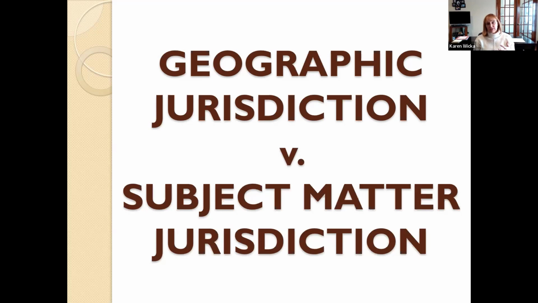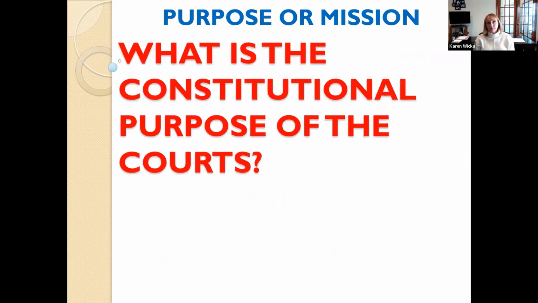So when you talk about jurisdiction with courts, you have to figure out first what court has geographic jurisdiction and then what court has subject matter jurisdiction. Okay, now the purpose or the mission. So what is the constitutional purpose of courts? We said our government is made of three parts. One of them is the executive branch, and the Constitution created the Supreme Court. But why? Why did the Supreme Court get created? What was the purpose the founding fathers were trying to satisfy with the courts?